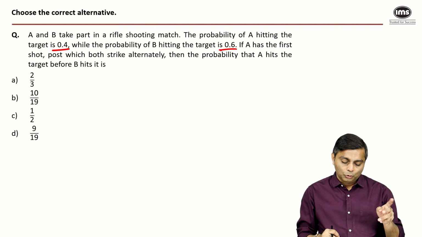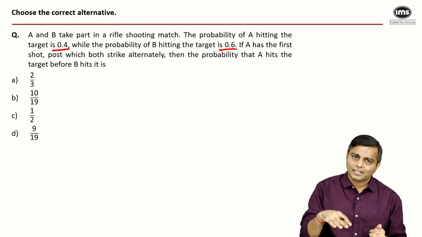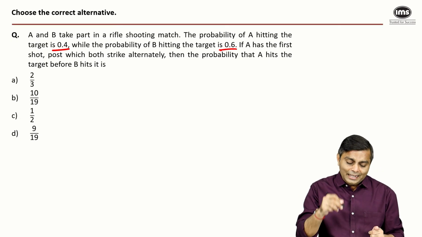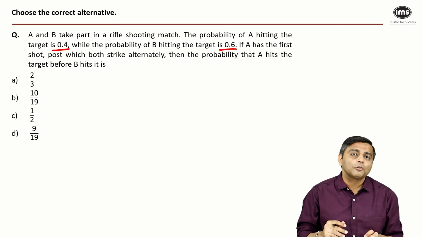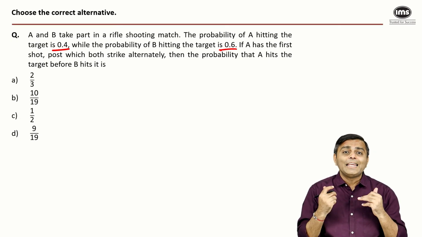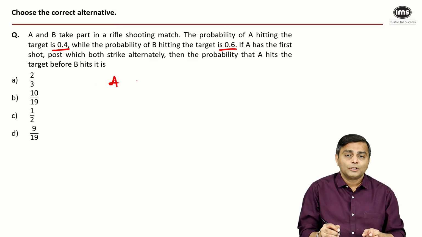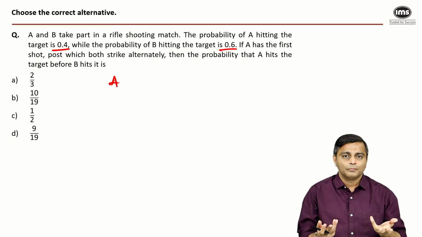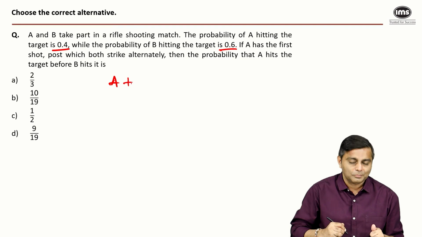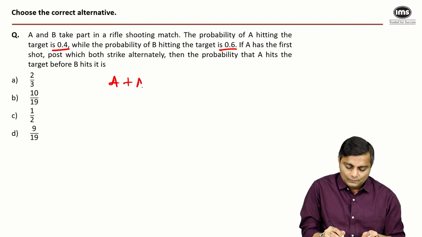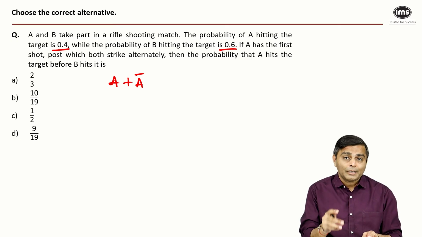If A has the first shot, post which both strike alternately. So A strikes, then B strikes, then A strikes, then B strikes, and so on. We need the probability that A hits the target before B. So what are the possible scenarios is what you have to think first. A has to be always the first one taking the shot. So the possibility is that A takes the shot and A hits the target, the best case outcome. Or, in probability, or is nothing but plus. A misses. We have to work for A hitting, so B cannot be hitting.